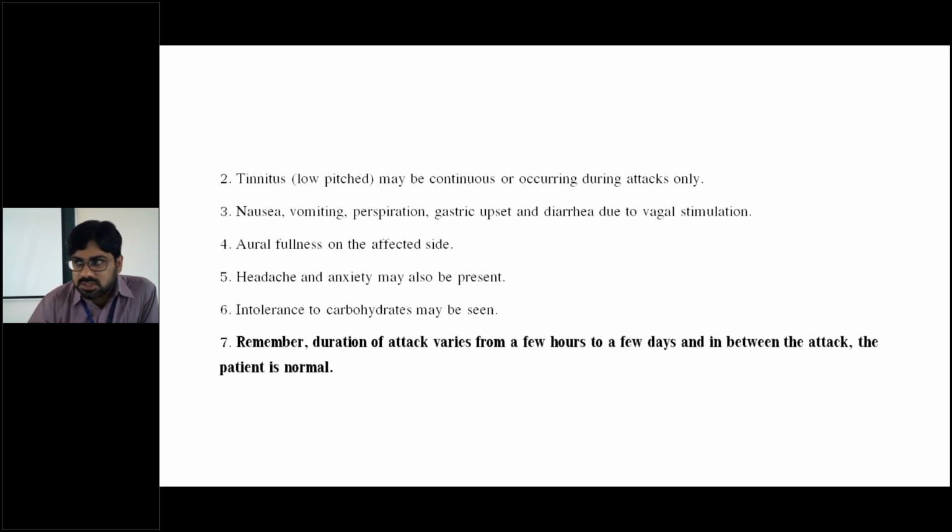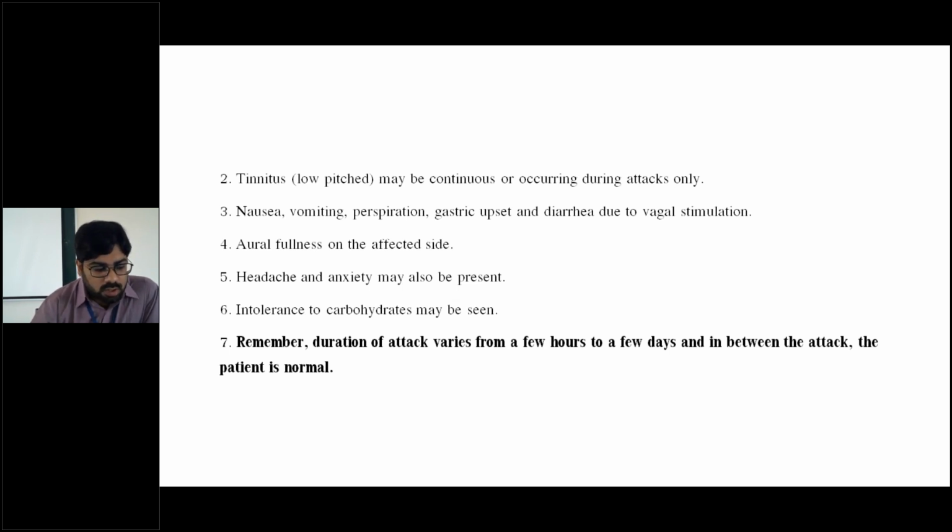Intolerance to carbohydrates may be seen, because when you take more carbohydrates, the concentration of sodium will increase. So there's some alteration in the sodium and potassium, so they will have some metabolic abnormalities, and that will irritate the cochlea, and you will have these conditions.